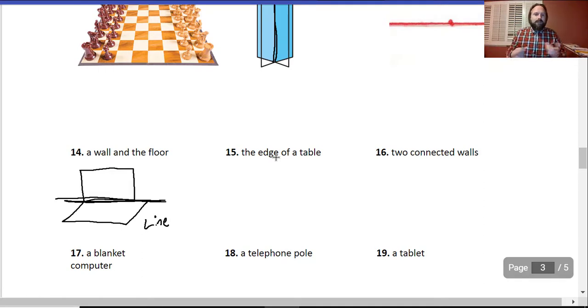So for these, you're going to want to make sure that, all right, so we have this table. And they want to know, hey, what does this edge of the table make? Well, if you look at a table, what does this make? Technically, only a line. All right, go ahead and try these out. And if you get stuck, ask me in class. All right, guys, let's go on.